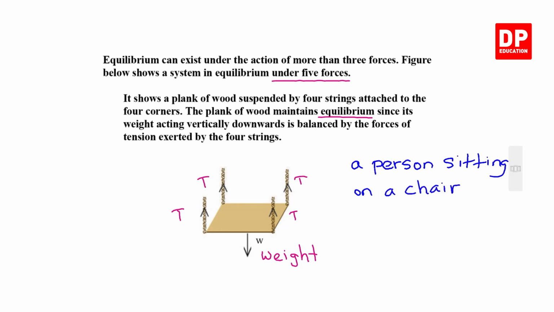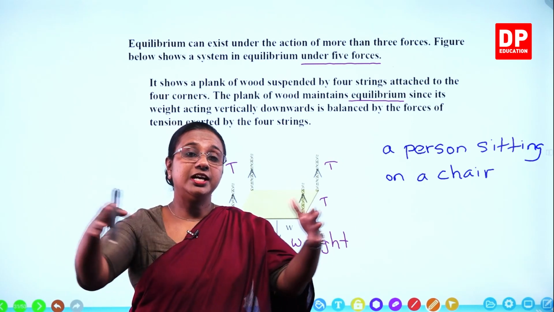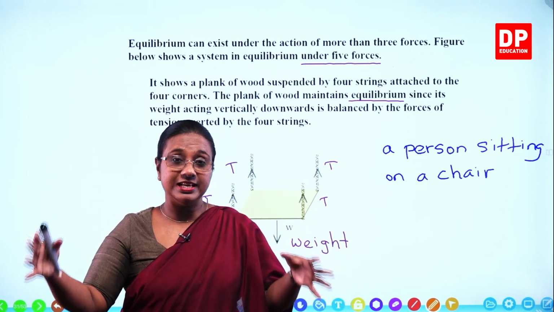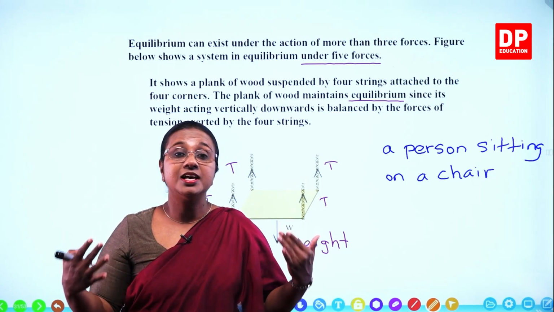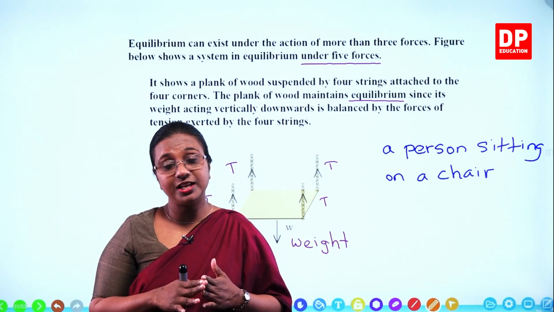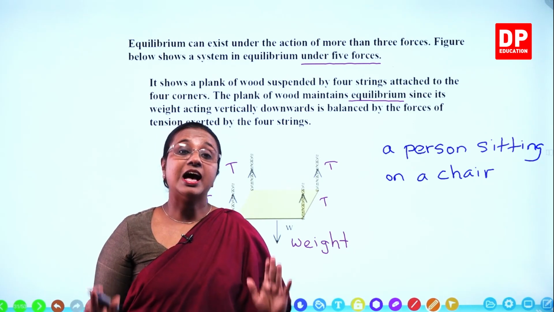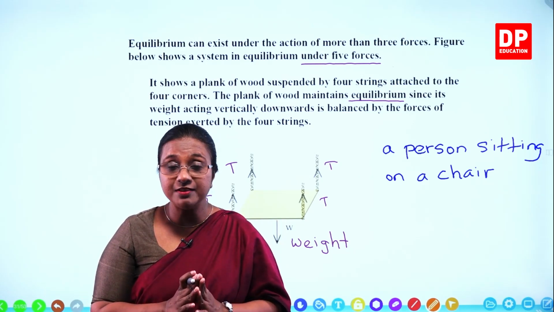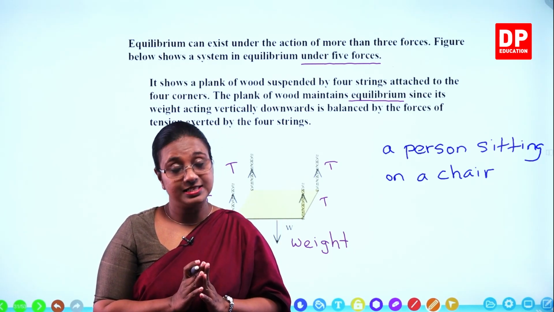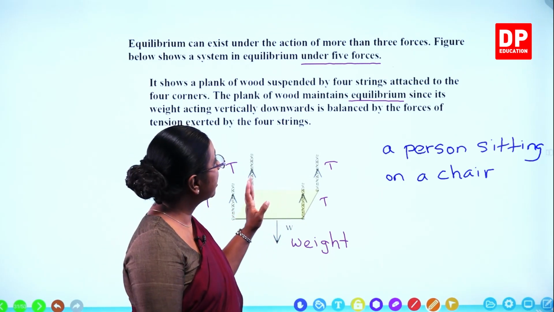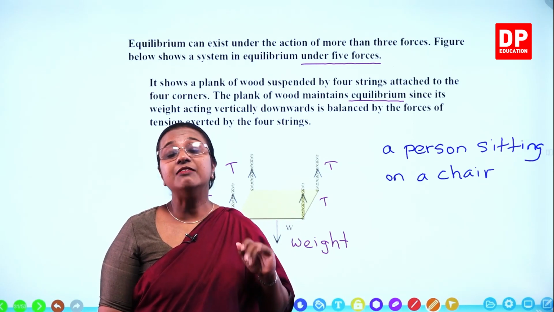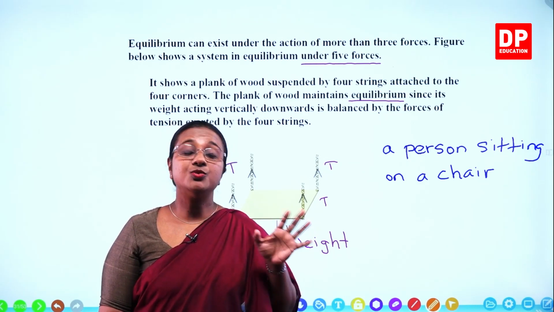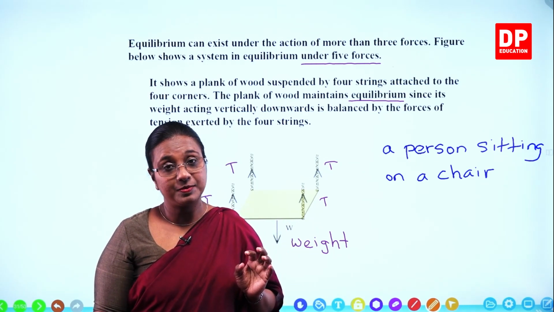That is another example. Or if you take a large table with 4 legs, there also the weight of the table acts downwards, and the perpendicular reaction along the 4 legs acts upwards. So there are 5 forces acting on that system. So there is equilibrium under 5 forces. Like this you can think of many examples.